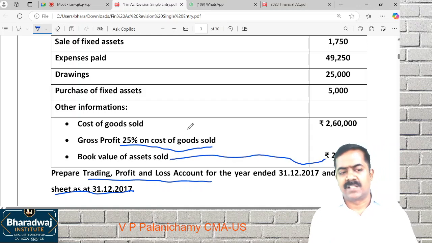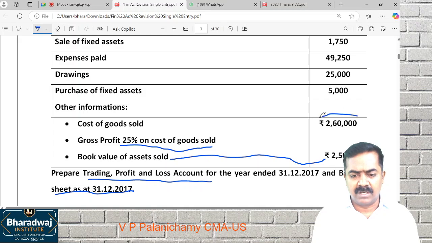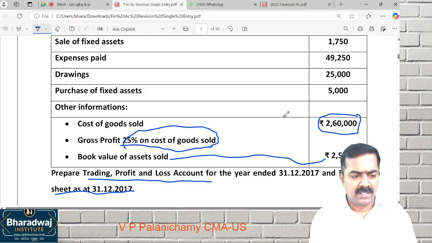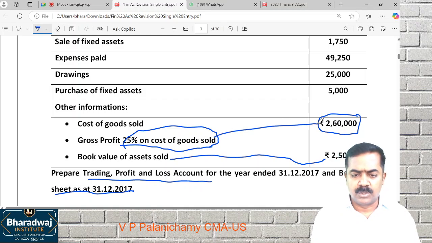So before we even start, there is information about gross profit given. We can find out the total sales. We can find out which one? The total sales. Okay. So cost of goods sold, how much is given? 2,60,000. Profit is 25% on sales or on cost? So no need to convert. We can directly apply.